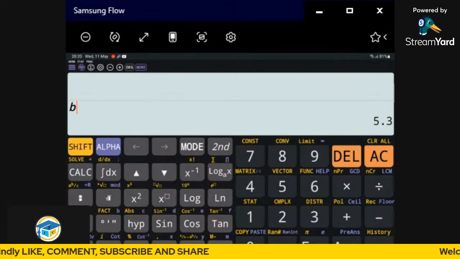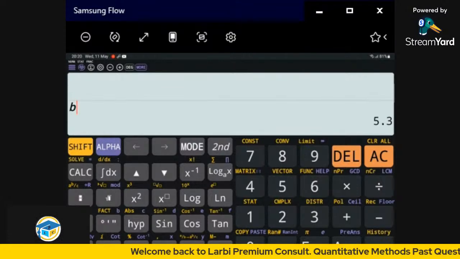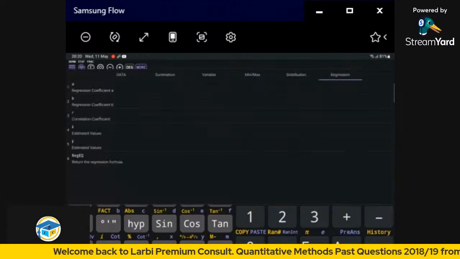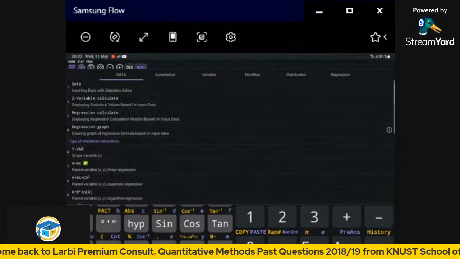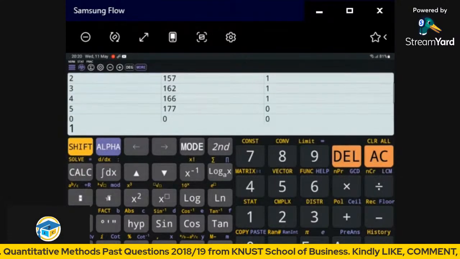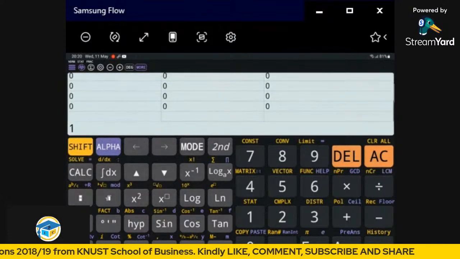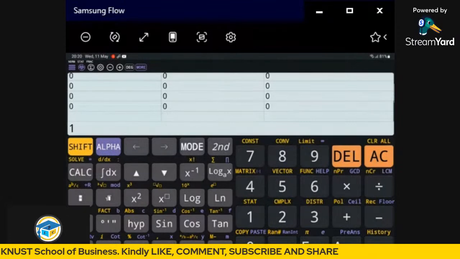Let's see. I think the table here should give something like 6.3, not 5.3. So let's see how the table has been, so that I can make some corrections to my data values. We have 1, 2, 3, and then 4. So what is missing here?